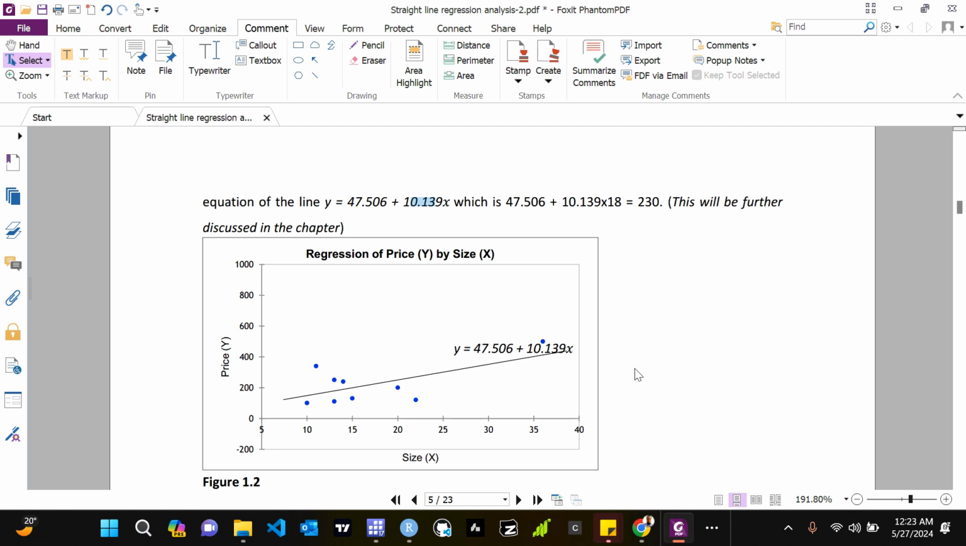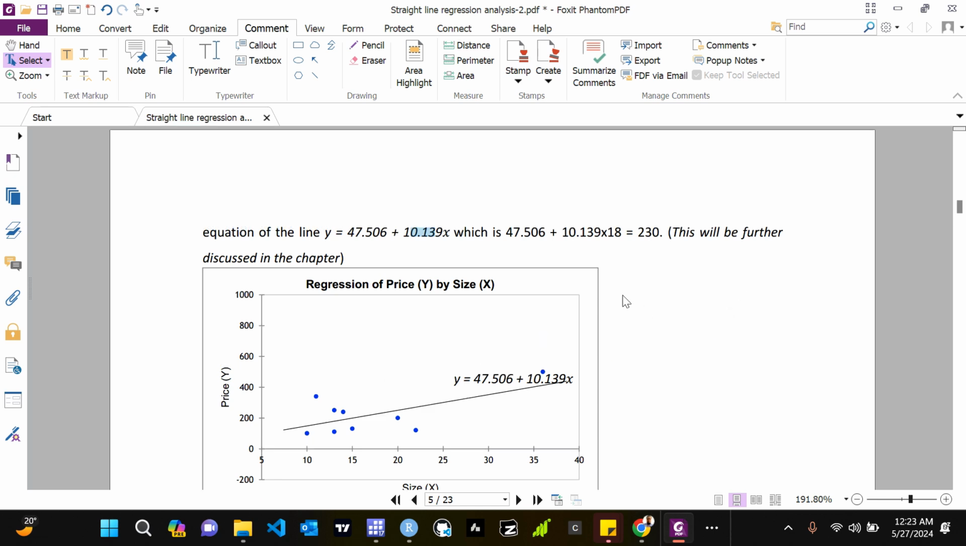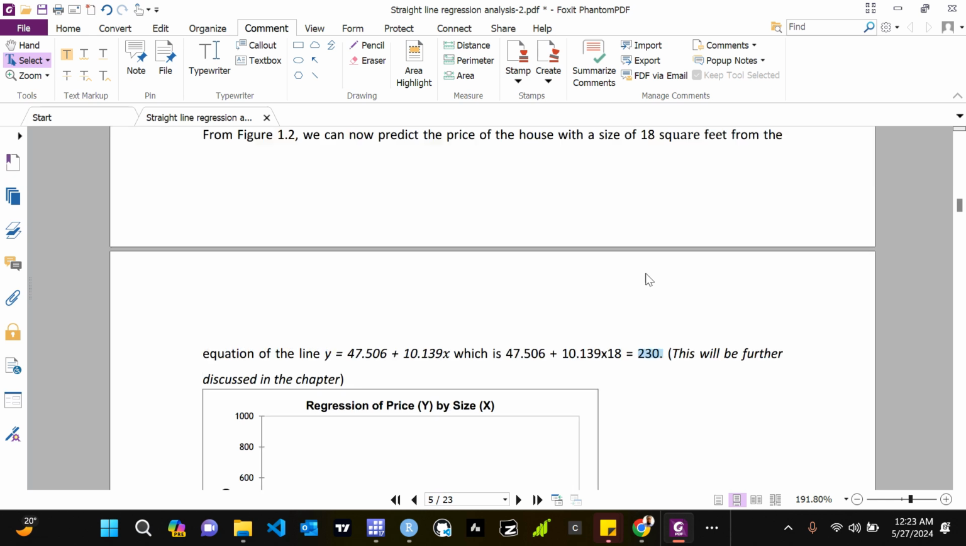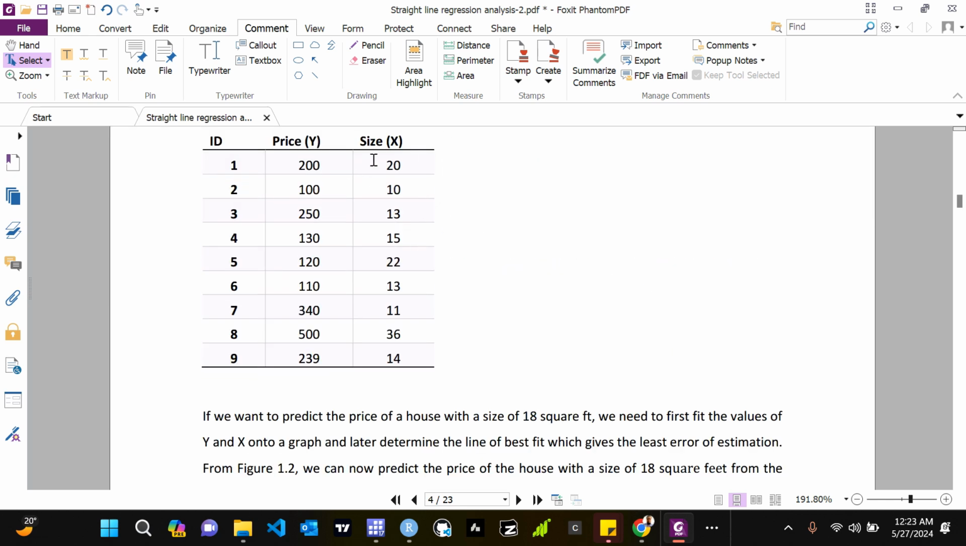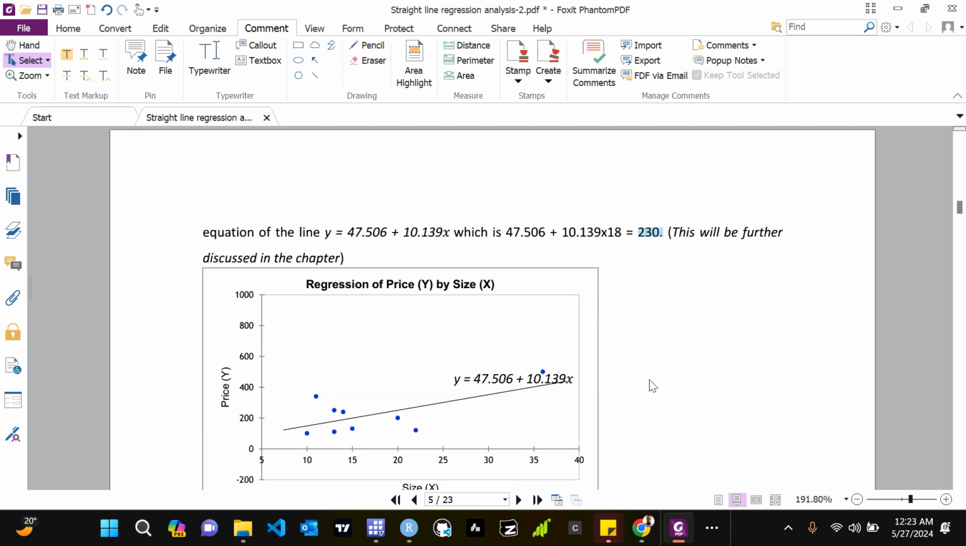If we want to get the price of the house with 18 square foot, you just feed in the value of x, which is 18, and you get $230,000. If you just used your eyes, you would say maybe it is 180,000, but you see it's 230,000.